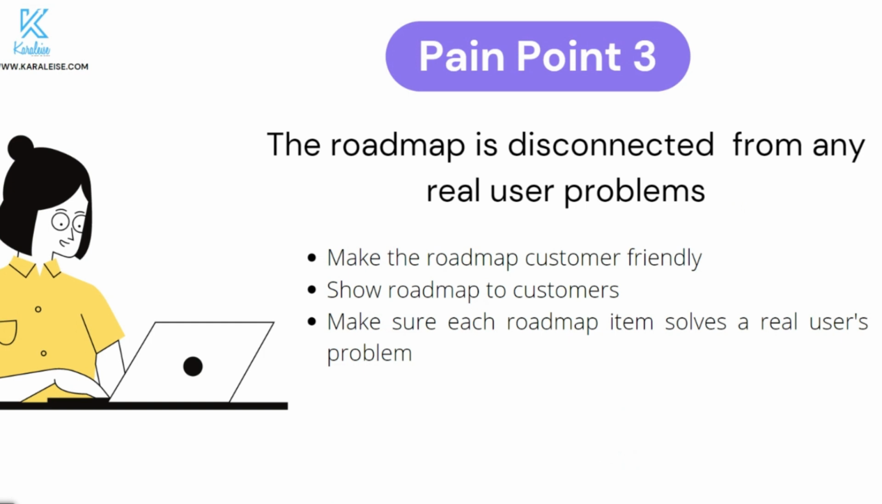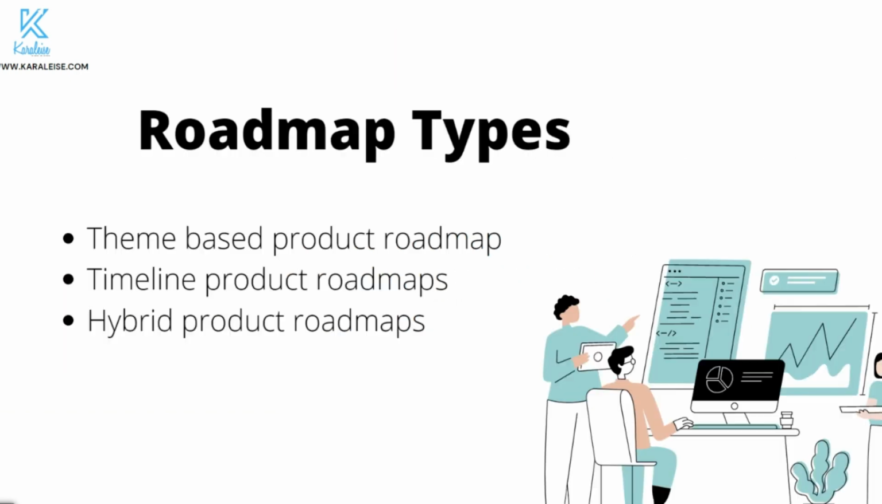So show the roadmap to the customers, let them see what you're planning, let them give you feedback. And make sure each roadmap item solves a real user's problem, not something you imagine, not something you think they will have a problem with, but something they actually have a problem with. That way, you're always providing value that's useful to your end users.